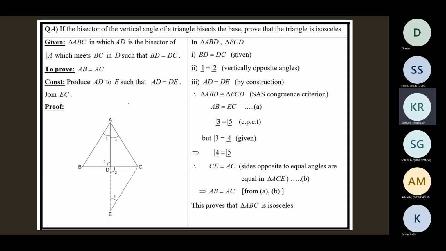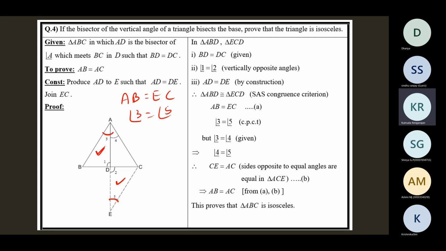Repeat what I said, children. AB is equal to what? AB of this triangle is equal to which one of this triangle? AB of this triangle is equal to EC of the second triangle. AB is equal to EC and angle 3 is equal to angle 5.